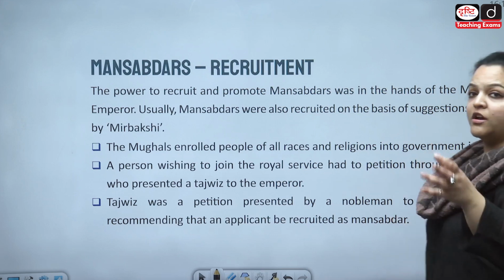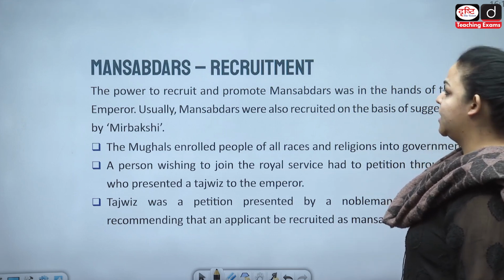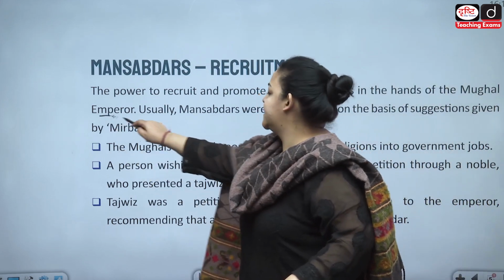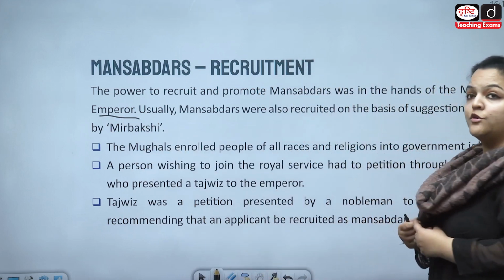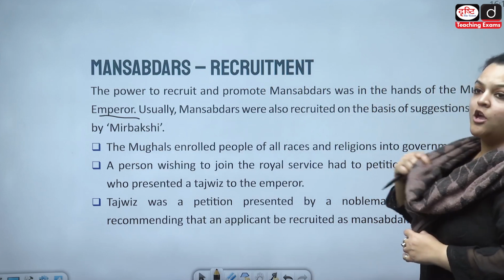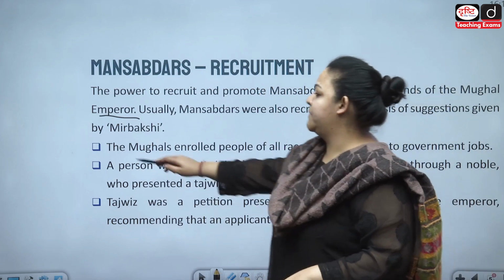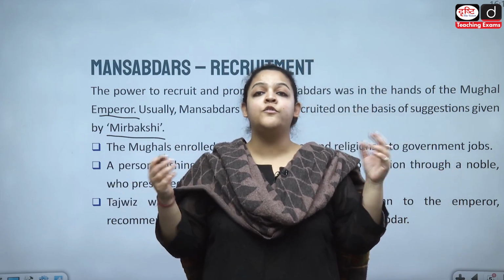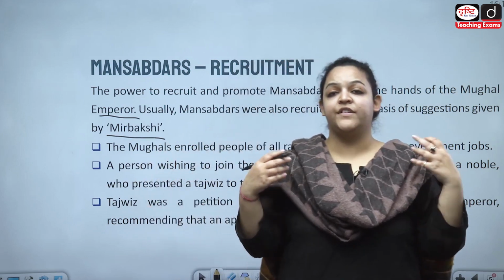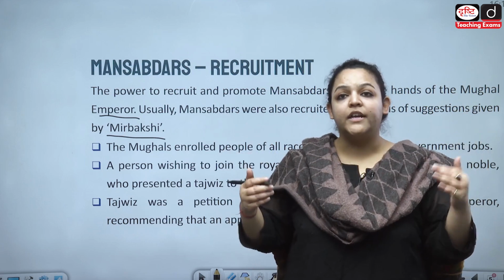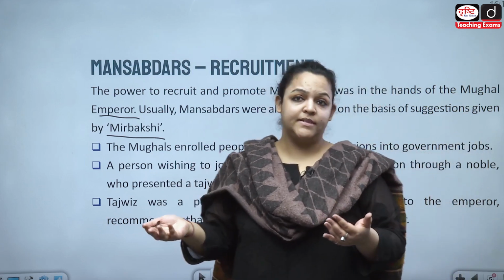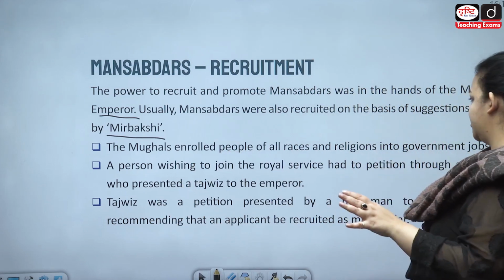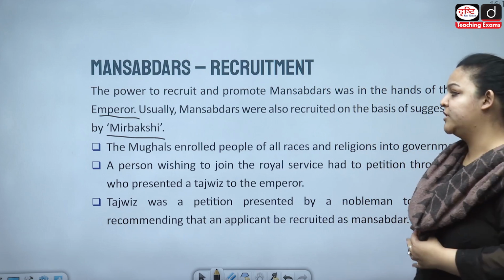Now, let's talk about the recruitment of these Mansabdars. The power to recruit and promote the Mansabdars was definitely in the hands of the emperor, fine? And usually the Mansabdars were recruited on the basis of the suggestion which was given by Mir Bakshi. So now actually Mir Bakshi would stand in the open court and he would present the tajweez or the references which the people had gotten if they wanted to become a part of the Mansabdari system. Okay? The Mughals enrolled people of all religion and races. So, there was no discrimination on the basis of that.